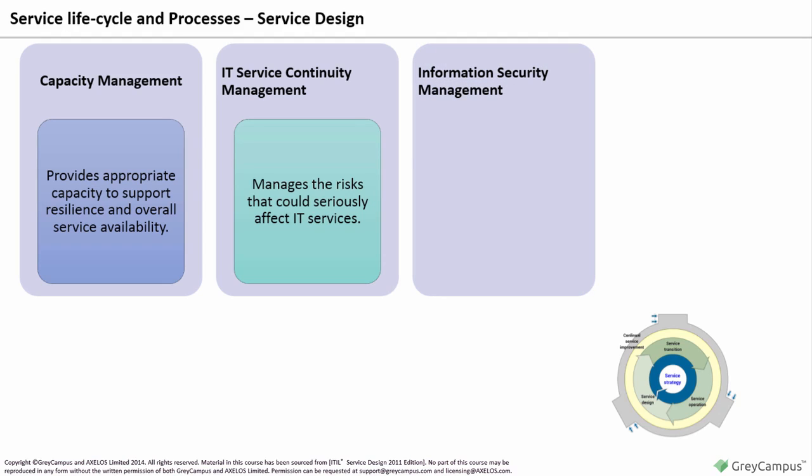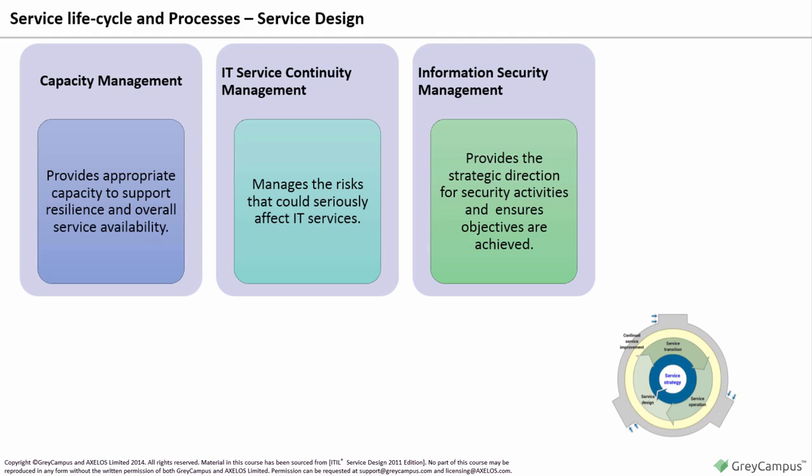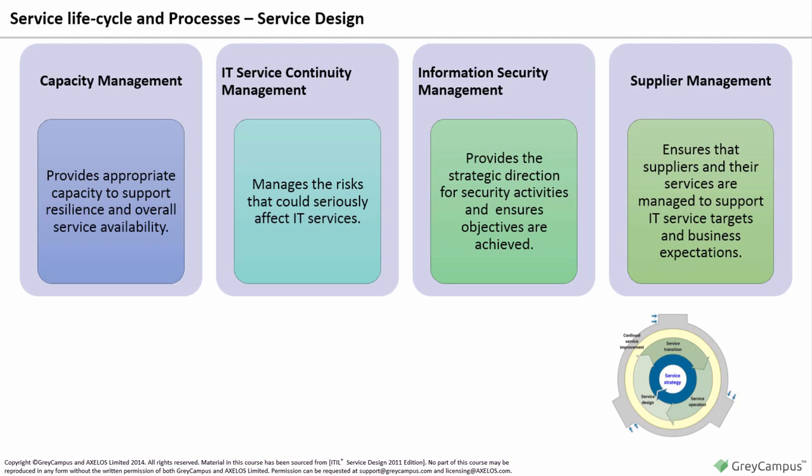Information security management. Information security is a management process within the corporate governance framework, which provides the strategic direction for security activities and ensures objectives are achieved. Supplier management ensures that suppliers and the services they provide are managed to support IT service targets and business expectations. The aim of this section is to raise awareness of the business context of working with partners and suppliers and how this work can best be directed towards realizing business benefit for the organization.